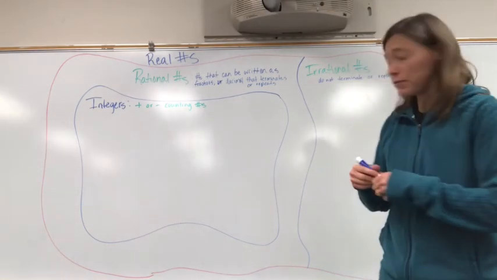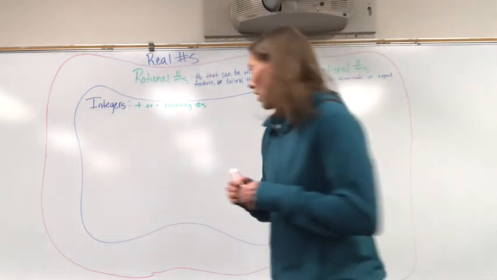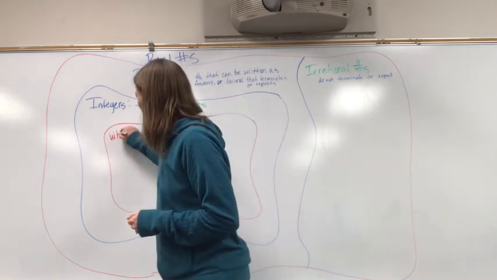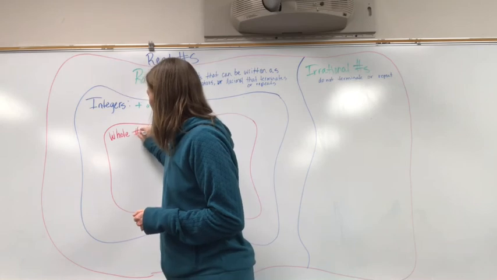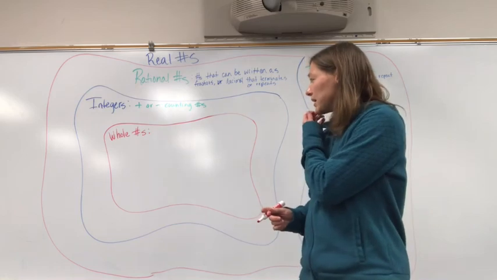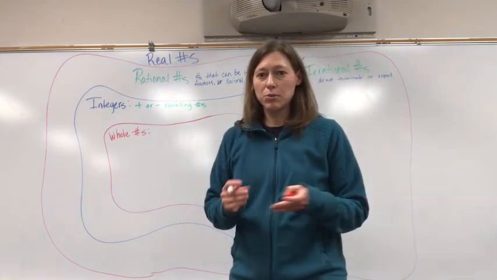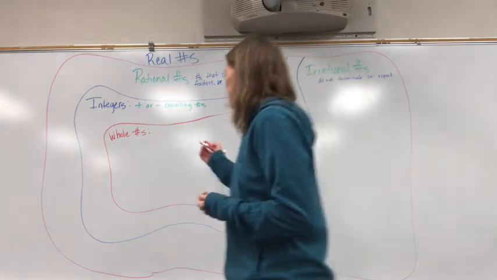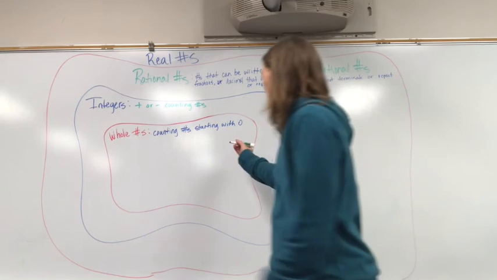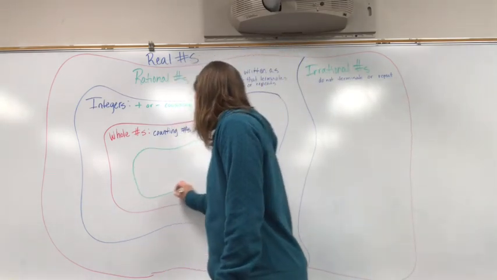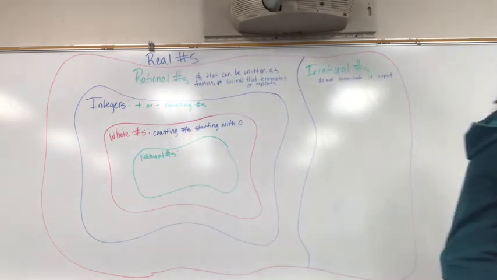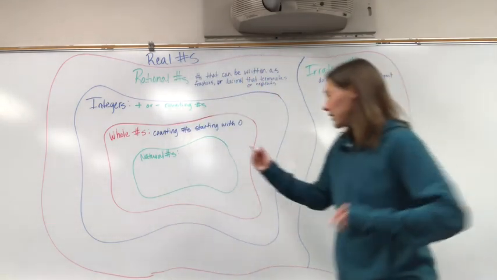Next, inside of this blob, we're going to have another blob. These are whole numbers. And whole numbers are the counting numbers starting with 0. So this would be like if you're counting your M&Ms. And then inside there, there's one more little blob that we're going to draw. That's the natural numbers. And natural numbers are the counting numbers starting with 1.